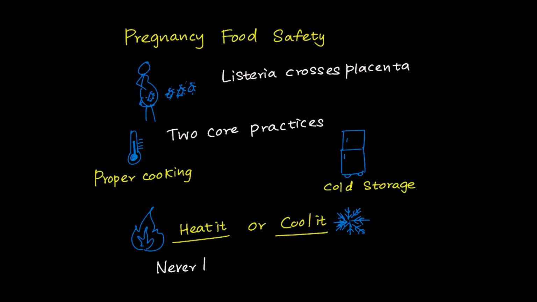Here's a D440 OA exam tip for you. When the question asks about preventing foodborne illness in pregnancy, pick the option with cooking and cold storage. Quick recall hook: heat it or cool it.